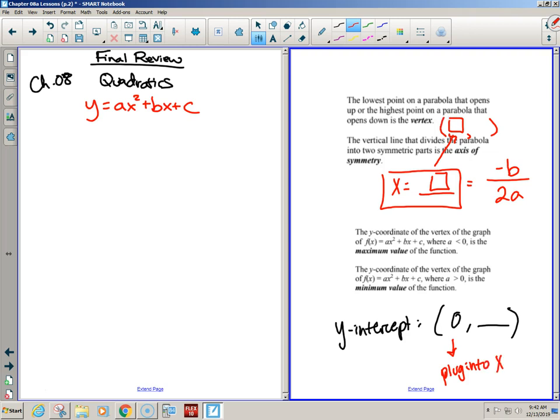I plug into my function. I say, oh, I know x is 0. Plug it in, solve. Don't forget PEMDAS. So this one, even though it might not be 0, it might be something different because of my formula. I still, and a lot of your groups were doing this, you just got bogged down on the fraction one. But you can plug it in.